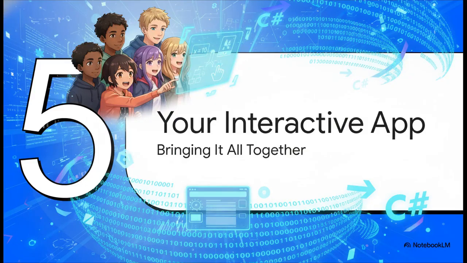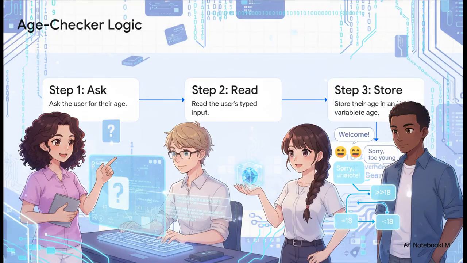Okay, this is it. The moment we've been working towards. Section 5, your first interactive app. We're going to take everything we just learned, variables, if statements, the whole shebang, and put it all together to build something that a real person can interact with. Let's build a super simple age checker app. Check out how it uses all our new skills.